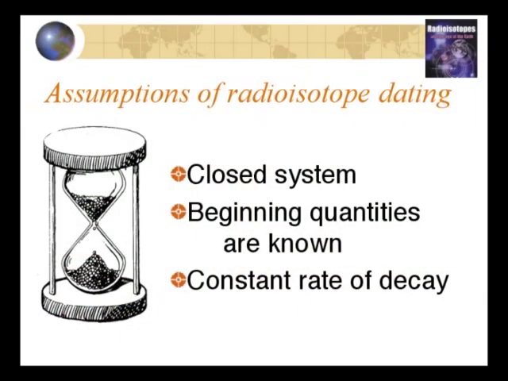Assumptions, again: closed system, beginning quantities are known, constant rate of decay. All those three things have to be stipulated. Some type of closed system assumption, the beginning quantities are known or can be inferred in some way, and we have constant rate of decay.